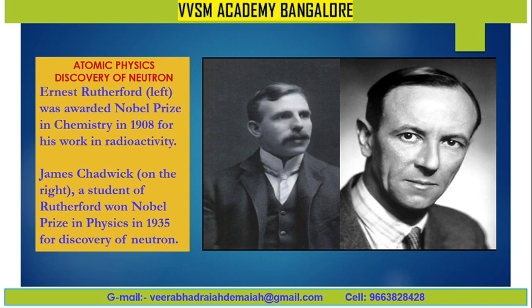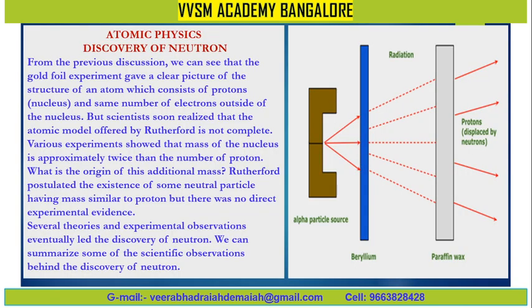And now, atomic physics, the discovery of neutron, the great scientists like Rutherford and James Chadwick. Now James Chadwick, on the right, a student of Rutherford, won the Nobel Prize in 1935 for The Discovery of Neutron. I would like to give an introduction to the discovery of neutron today early morning.